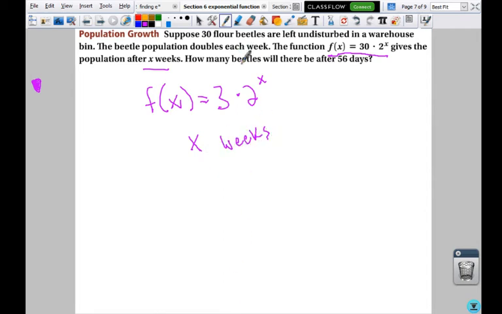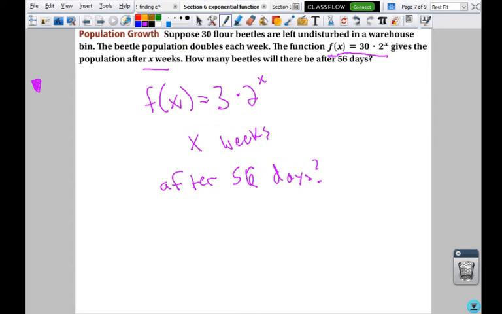They want to know how many beetles will there be after 56 days. Alright, so we're going to have to plug in something for this x, and then we're just going to have to evaluate it. But let's look at it real quick.